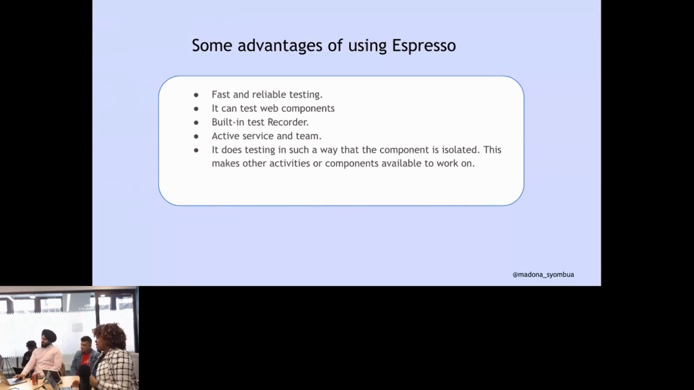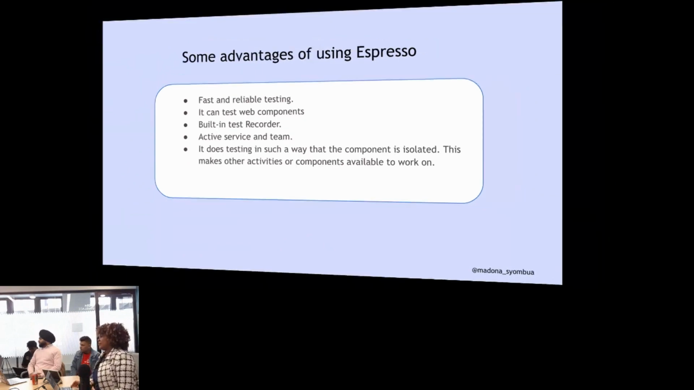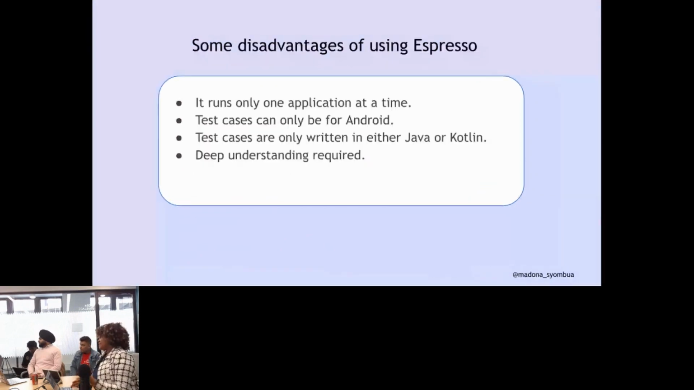And some great advantages of using Espresso is it's fast and reliable. It can test web components, has a built-in test recorder, and active service and team. It does testing in such a way that components are isolated, and this makes other activities and components available to work with. And some disadvantages, it runs only one application at a time.